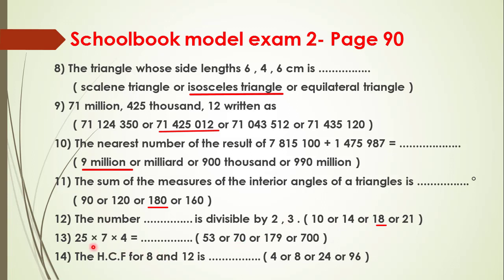Number 13, we have 25 and 4. Okay, keep it in your mind, 25 times 4 equals 100. So I have 100 times 7, it means 700.